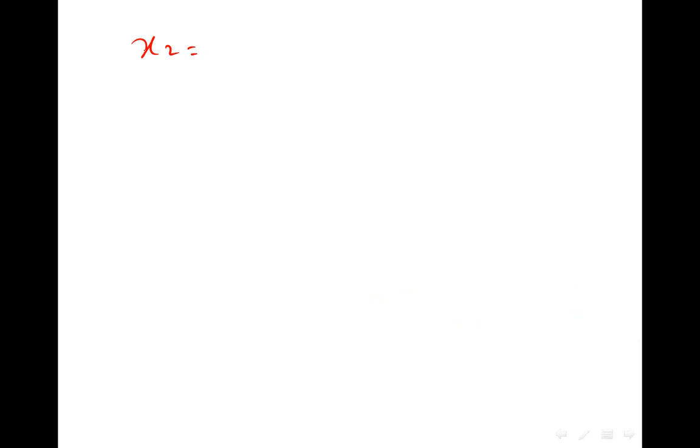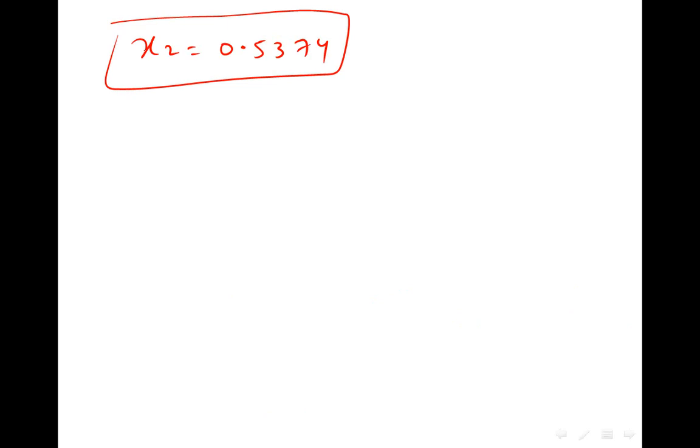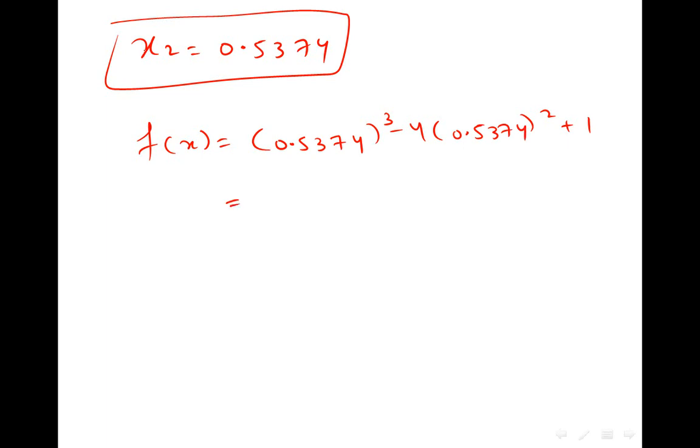We agreed that x2 equal 0.5374. You can plug this into the equation, which is f of x equal to x cubed minus 4x squared plus 1. I'll plug in the number. And the answer is supposed to be very close to 0. And the answer here is going to be 0.0000054136. And this number is very close to 0. That means it's almost the root. It's almost the right answer. So I can stop here.